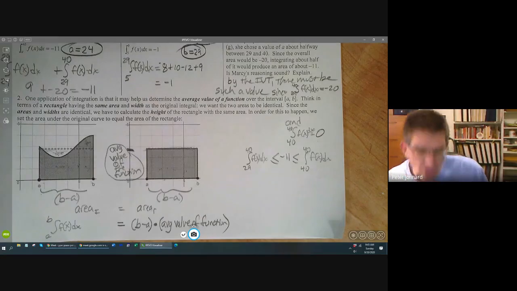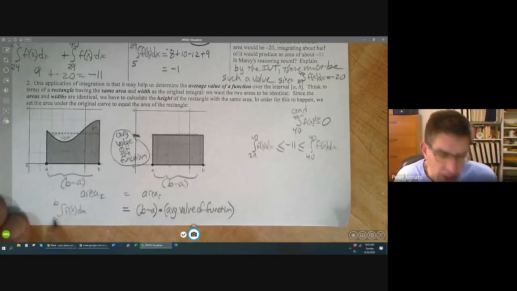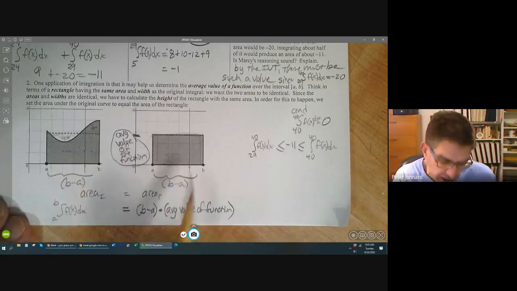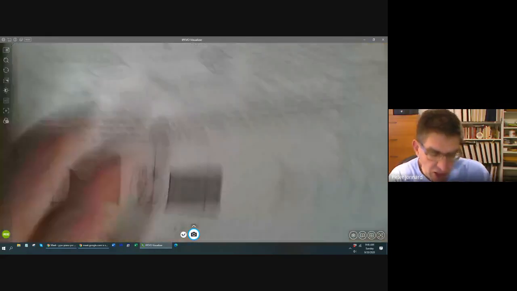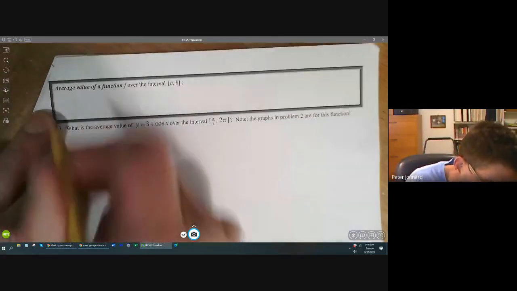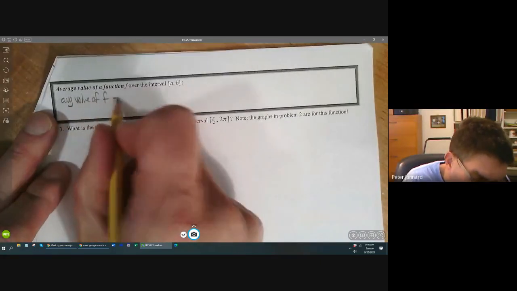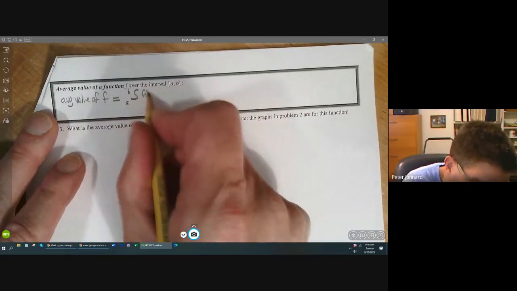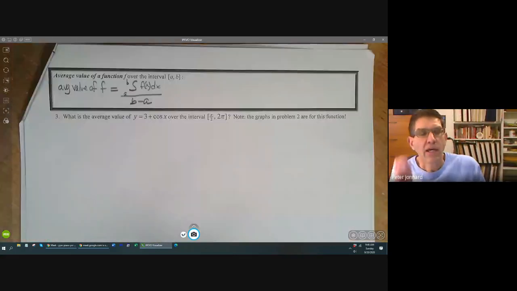Here's where we were. We are trying to solve for the average value of this function. We equated the area under the curve, which is called the integral, to the area of this rectangle. I want to solve for this, and the obvious way is to divide both sides by b minus a. So I end up with the average value of the function is equal to the integral from a to b of f of x dx divided by that width, b minus a. And that's lovely.